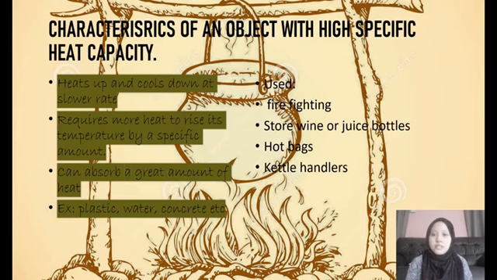So the uses of an object with high specific heat capacity are like firefighting, where we use water. Storing wine or juice bottles: in cold countries, they store the wine and juice bottles in water to prevent the wine or juice bottles from freezing. And next, hot water bags that are filled with water. Lastly, kettle handles that can be made from plastic or rubber or anything with high specific heat capacity.